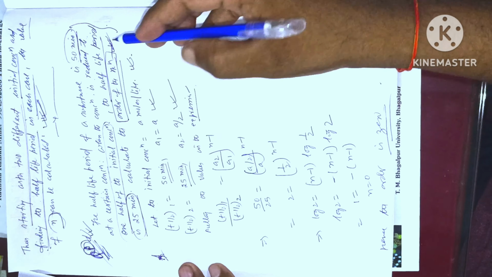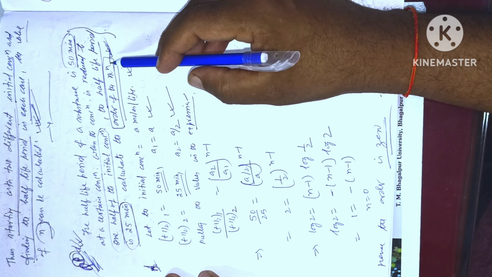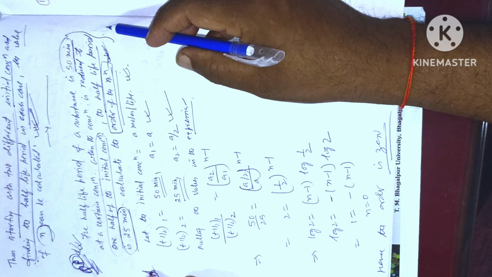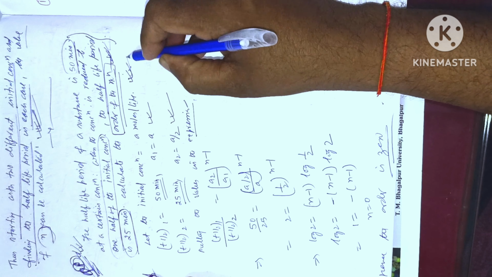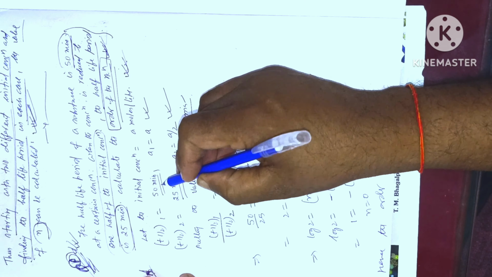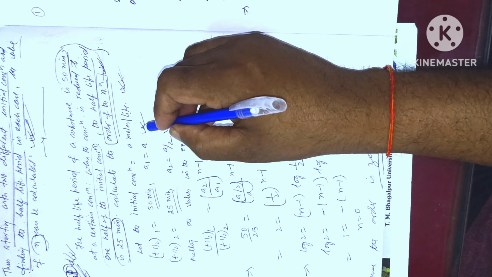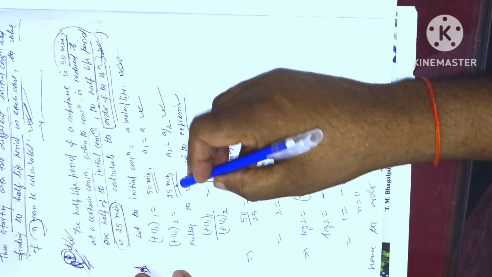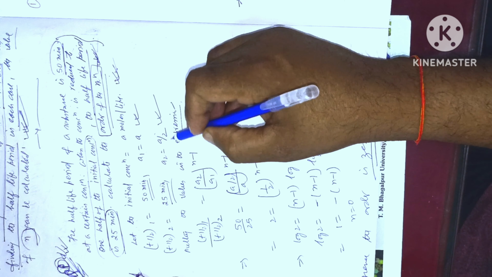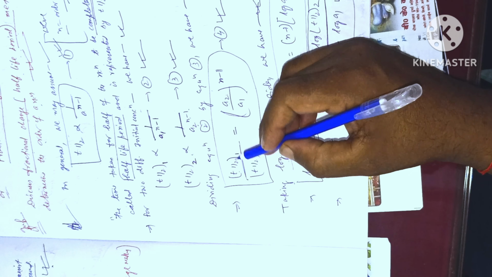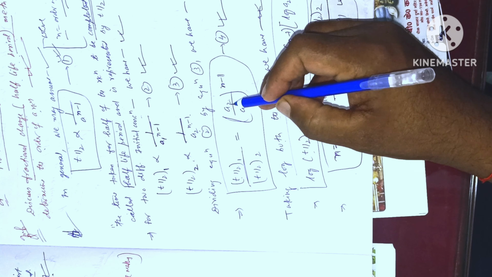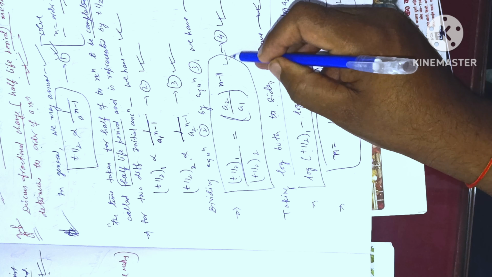So first of all, what I have to find and what values are given in the question, see below. Let the initial concentration be A moles per liter and T half 1 is equal to 50 minutes, that is A1 is equal to A. T half 2 is 25 minutes, A2 is equal to A upon 2. Putting the values in the expression as discussed earlier, T half 1 by T half 2 is equal to (A2 upon A1) to the power n minus 1.